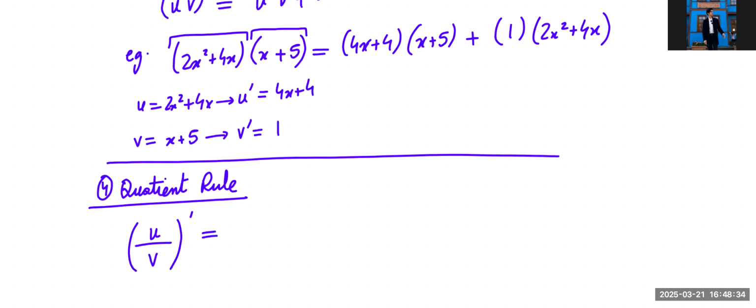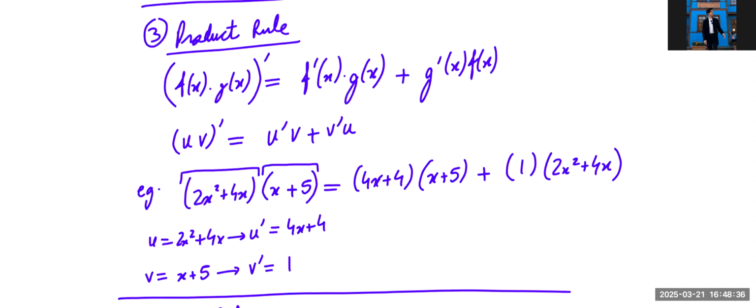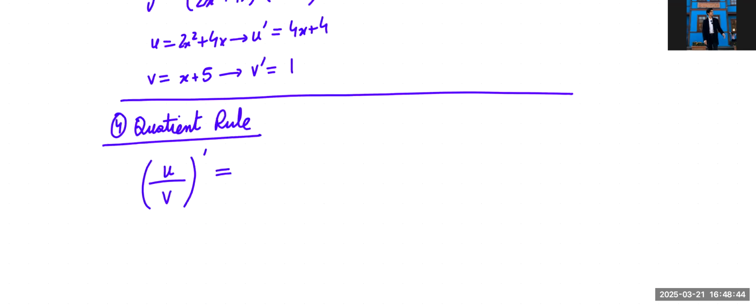Now, it doesn't really matter which one you write first in the product rule, u prime v or v prime u. Either of them can come first because it's just an addition. But in the quotient rule, the order matters. You're going to have u prime v and then minus v prime u. If you do it the other way around, it's basically wrong. And then divided by v squared, and that's it.